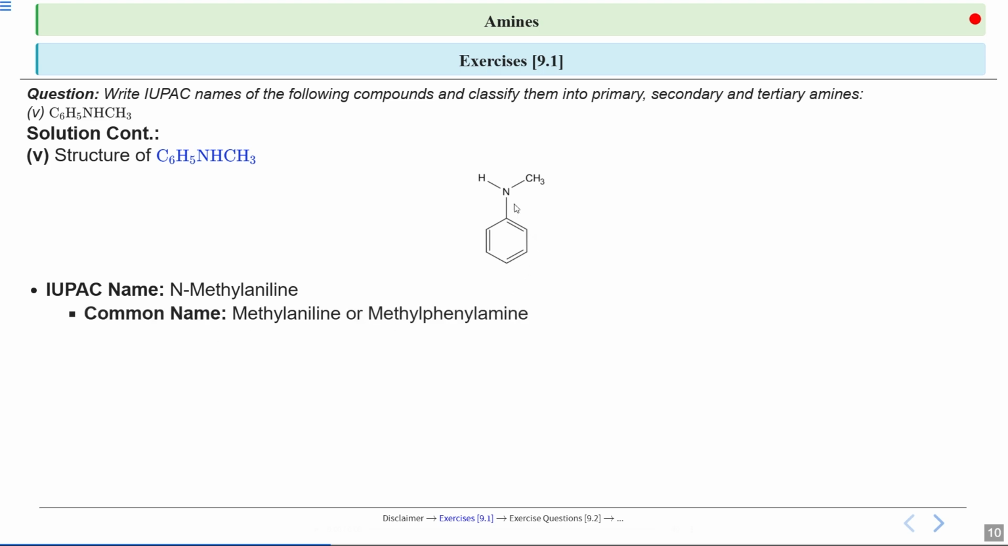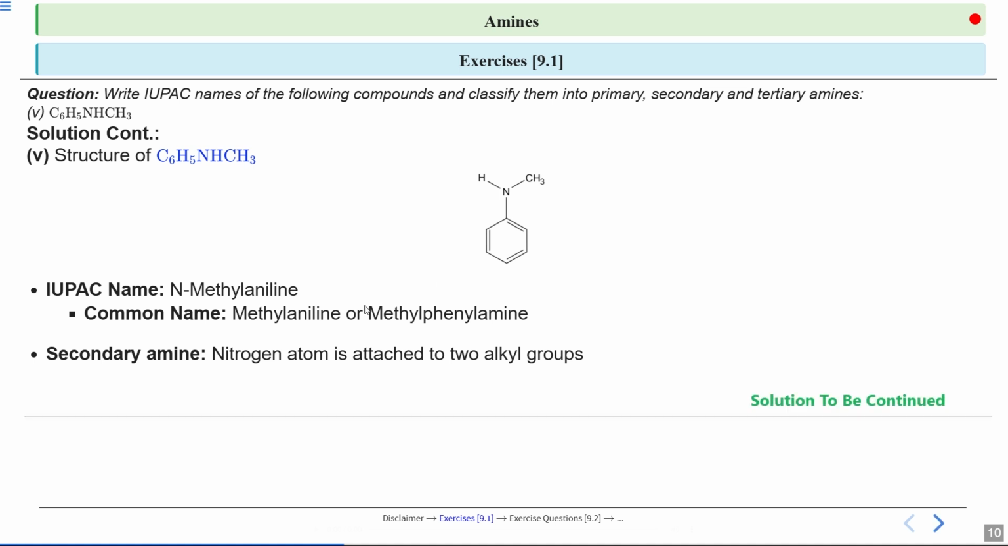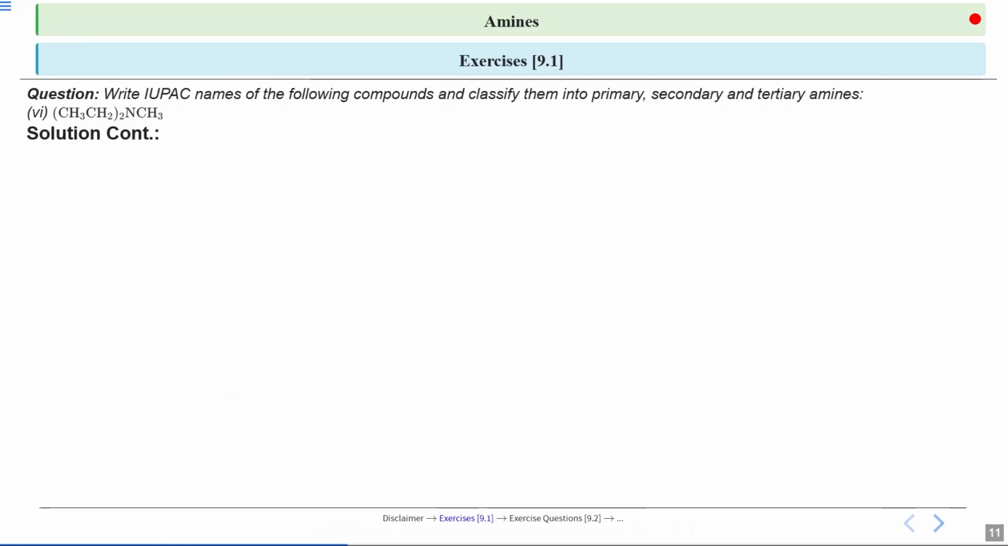And you will see to this nitrogen 1 methyl group and 1 phenyl group is attached. So the common name will be methylaniline or methylphenylamine. And if you look, this is a secondary amine because this nitrogen is connected to 1 methyl group, 1 hydrogen and 1 phenyl group. So it is connected to this CH3 and this group. So this is a secondary amine.